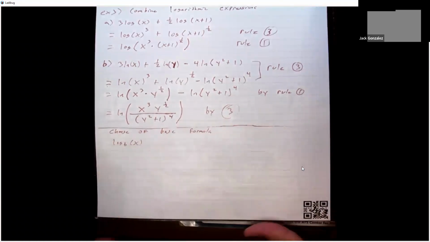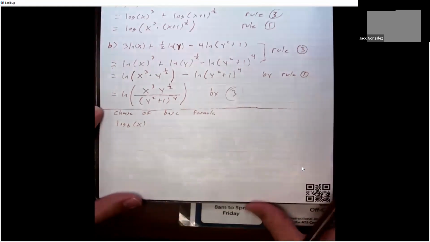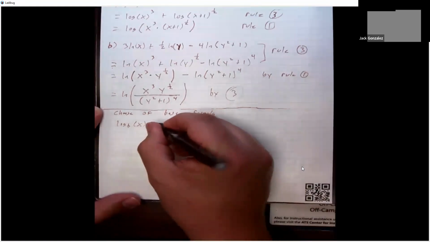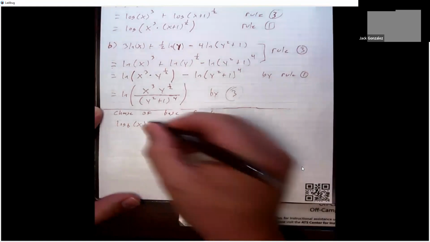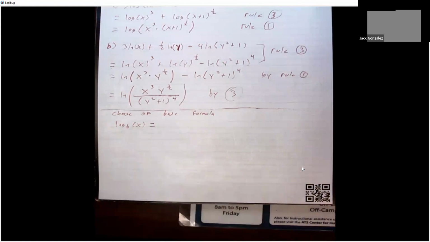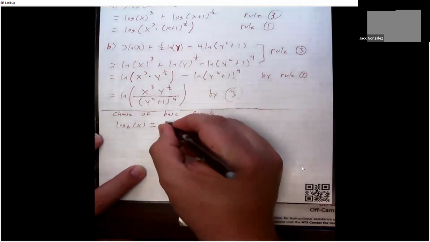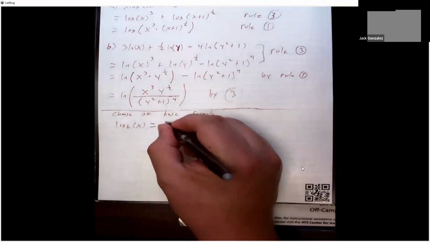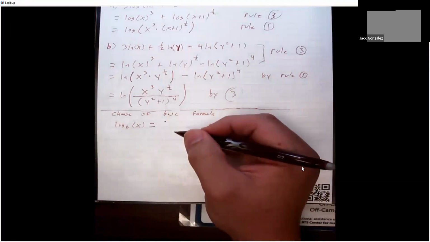So log b of x, this is the change of base formula. Technically, the formula is: given a base b and an argument x, you can change to any base that you choose. Doesn't matter, you pick it. But of course, it must be positive. Those restrictions are still there. Base must be greater than 0 and not 1.